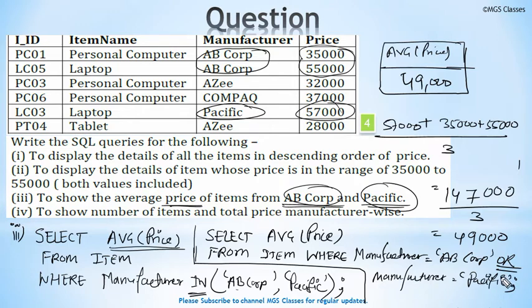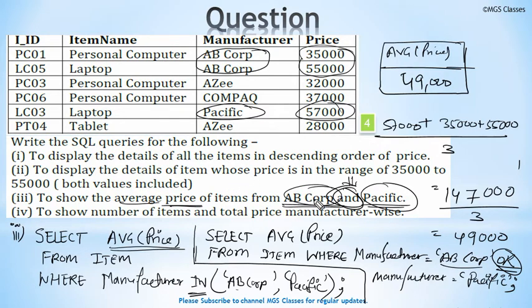Okay, here the confusion is that the question has the word "and", and sometimes students will mark AND here, but this is not true because he wants the average price of these three items. If you write AND between AB Corporation and Pacific, then this condition will never be true and you will get null in output. So this is a little bit of a tricky question. Some students will definitely write AND here, so it will be wrong. You need to interpret this question carefully.